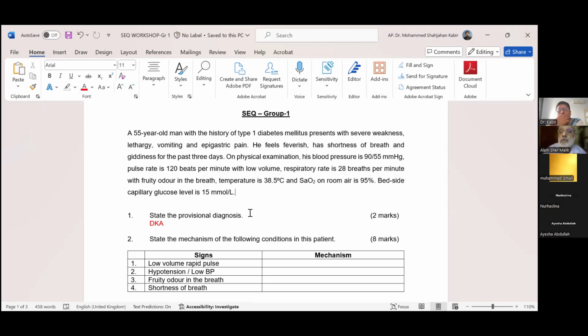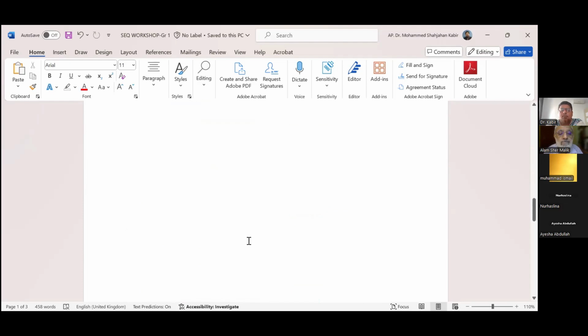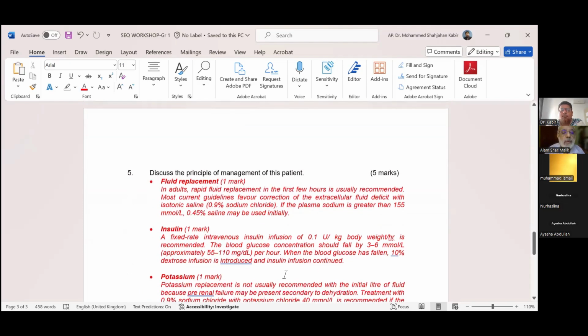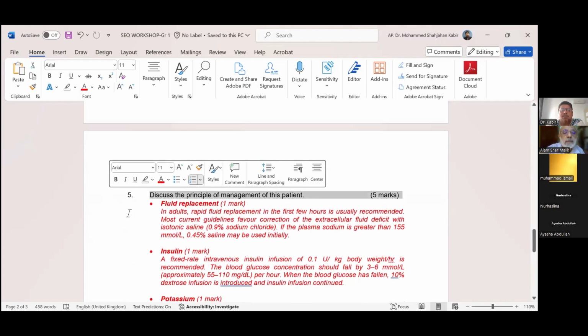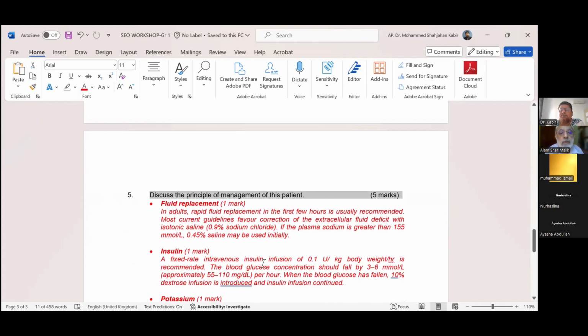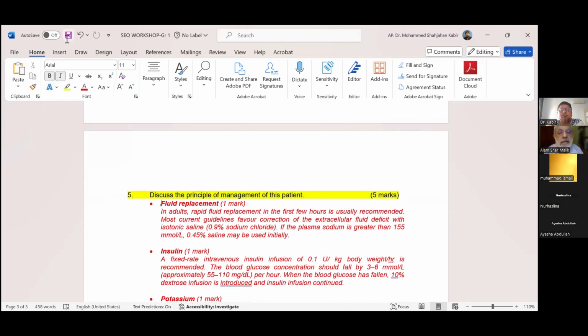For example, if you go to the last question, the management one, the question is: discuss the principle of management of this patient. Now, if students make a wrong diagnosis, then how can they discuss the right management? They will get it wrong, so they will get zero.